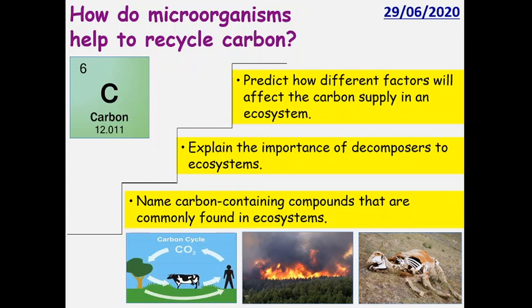As you can see, we have now worked through all 3 of our learning objectives. You should now be able to have a go at naming some carbon-based compounds we find commonly in our ecosystems. You should also be able to explain why it is so important that we have microorganisms which help us by carrying out decomposition processes in our ecosystems. And finally, you should have had a go at predicting what might happen if any of the factors affecting our carbon supplies were to change.